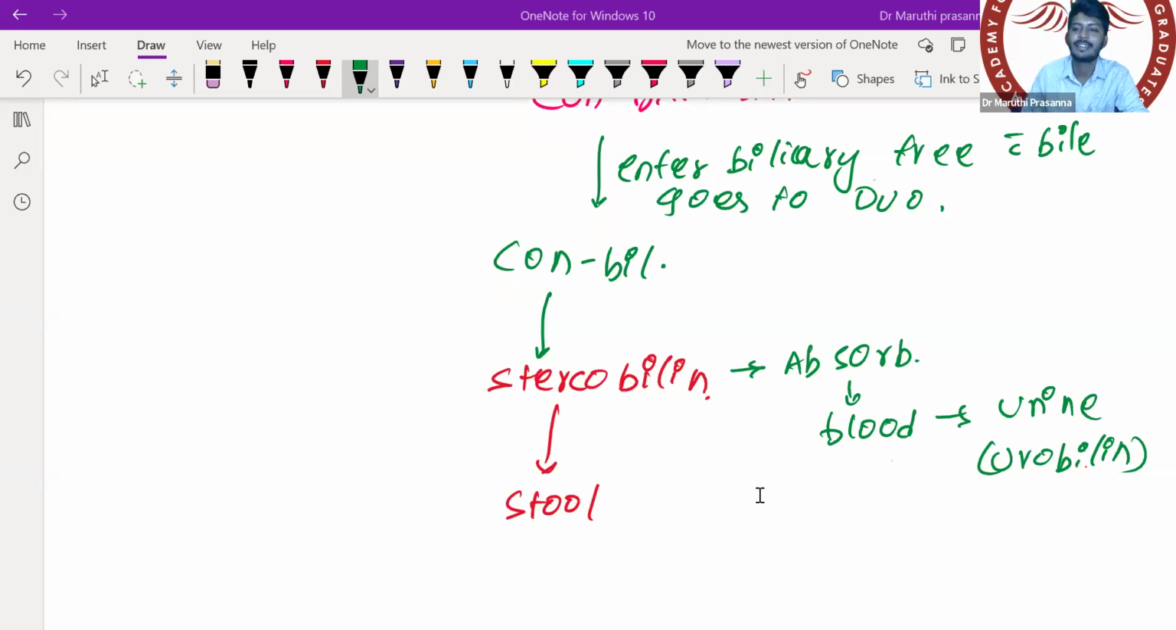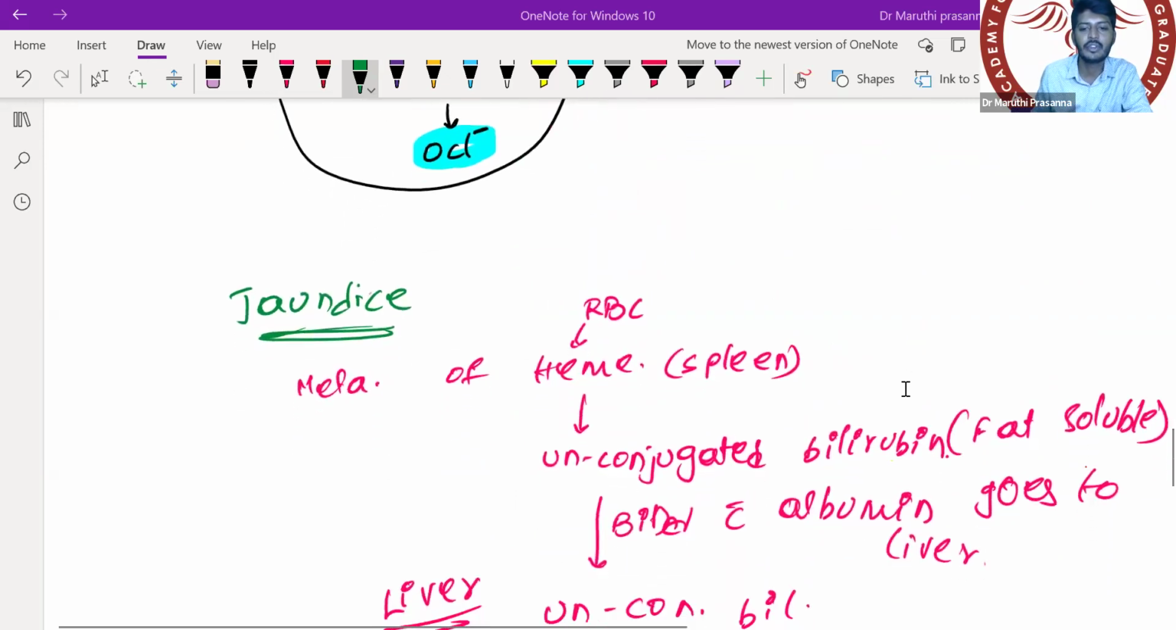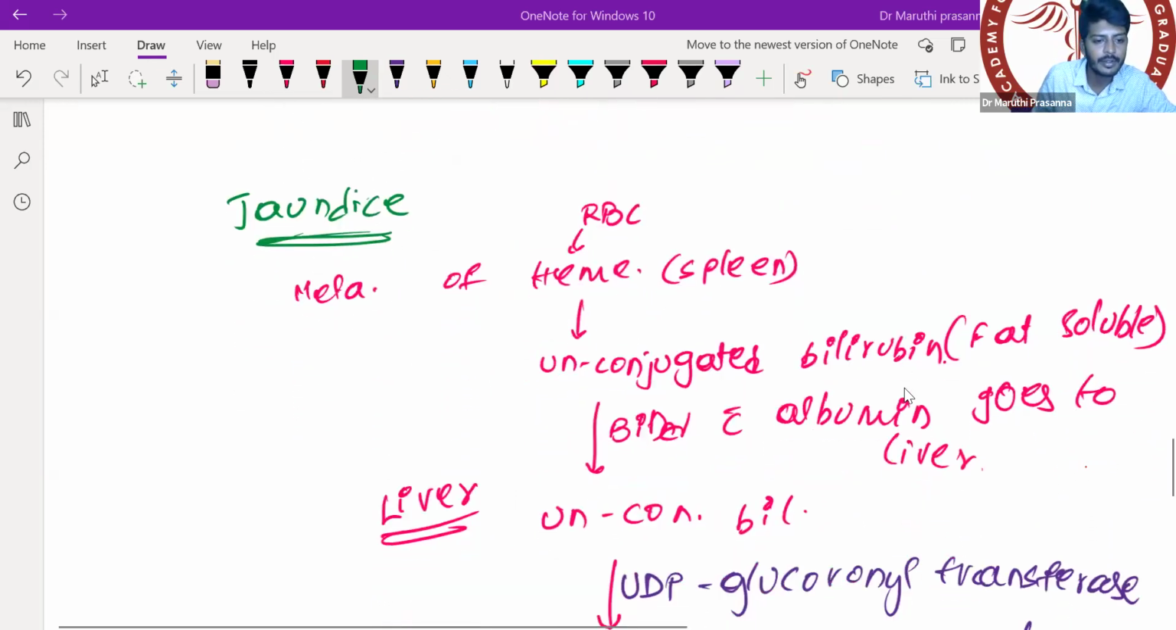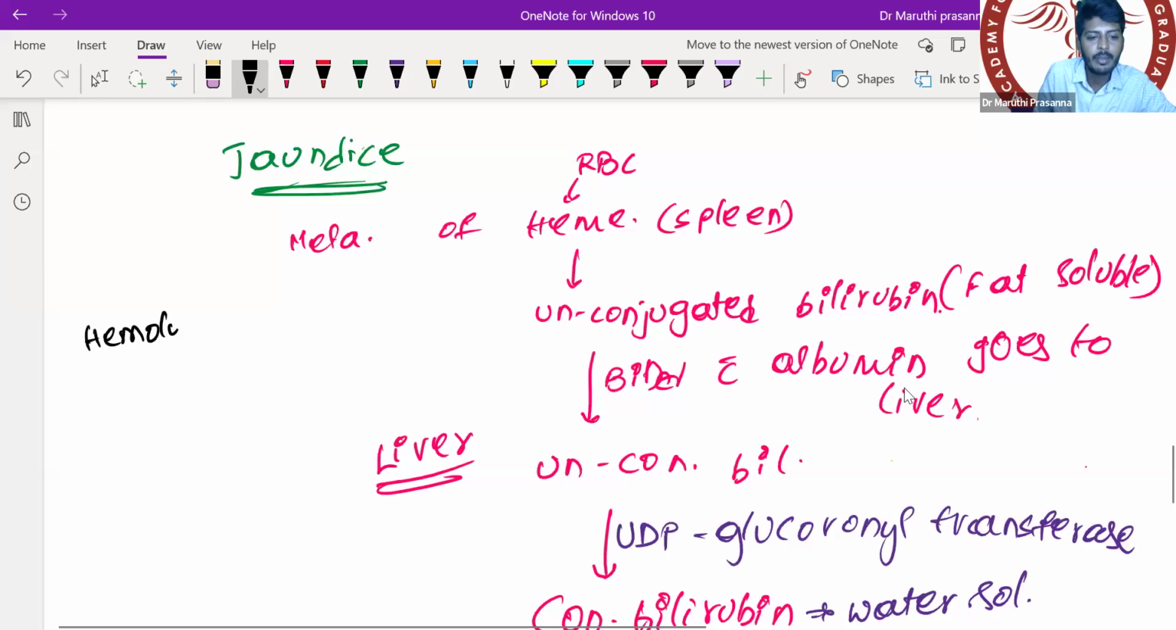Once we understood this, let's start off with the first point, sir. In jaundice, we have something called hemolytic jaundice. Hemolytic jaundice में क्या होता है? There is excessive RBC lysis. More amount of unconjugated bilirubin will form.